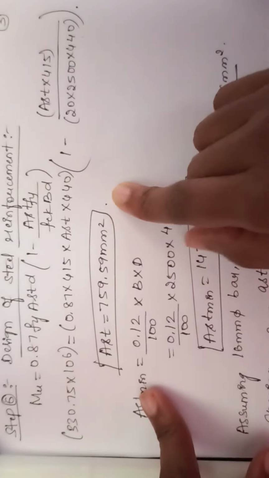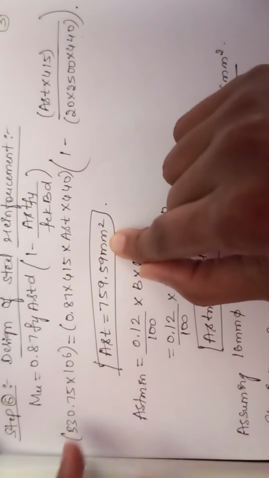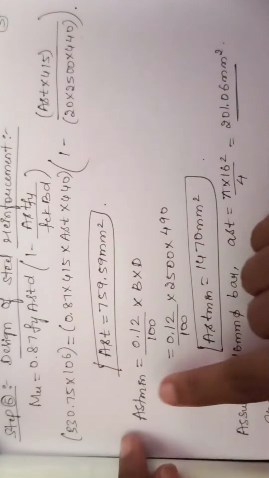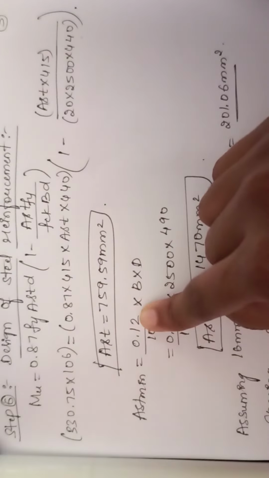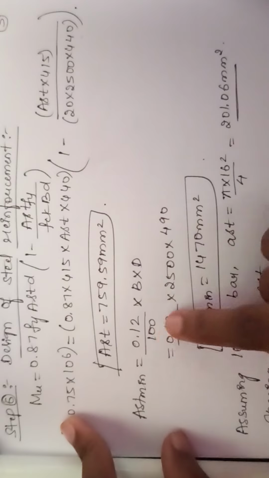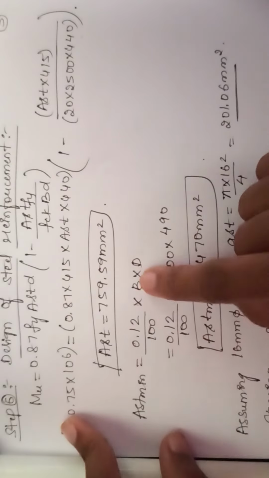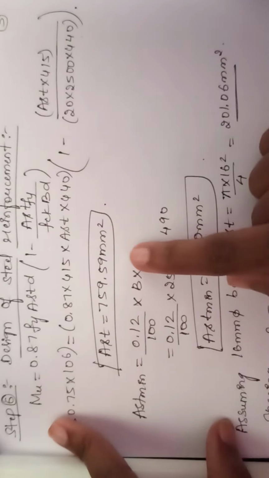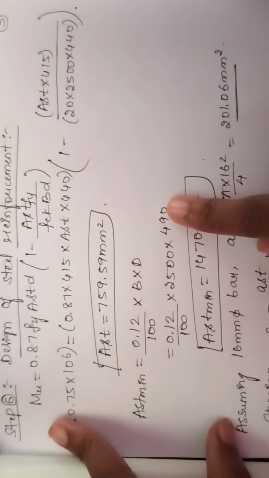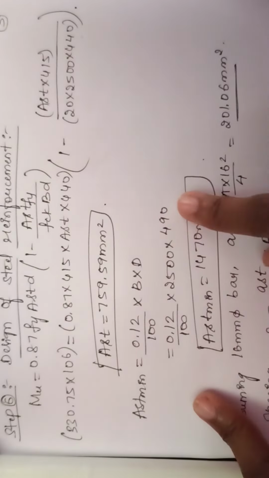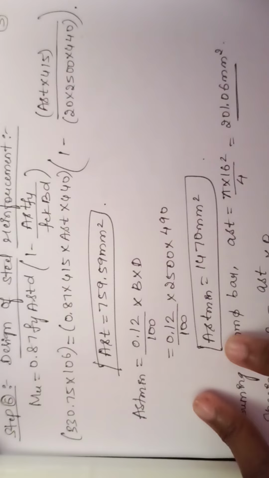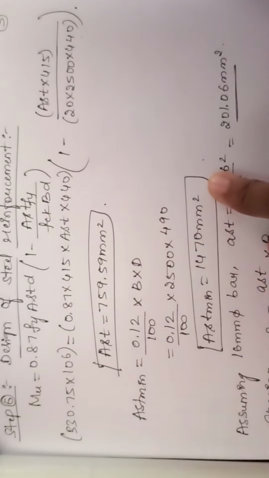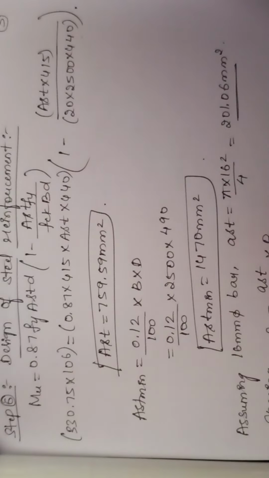Now we have to check whether this Ast satisfies the minimum Ast or not. In order to check that, let us consider the minimum Ast value as 0.12% of our gross area. Here 0.12% is written in terms of divided by 100, and our gross area is B into capital D, where B represents the width of the footing and capital D represents the overall depth of the footing, that is 490 mm. Now on doing the calculation of this, we will be getting a value of Ast minimum as 1470 mm square.